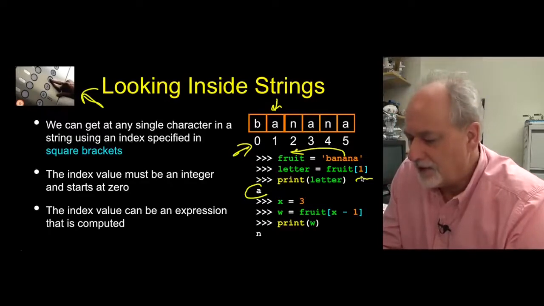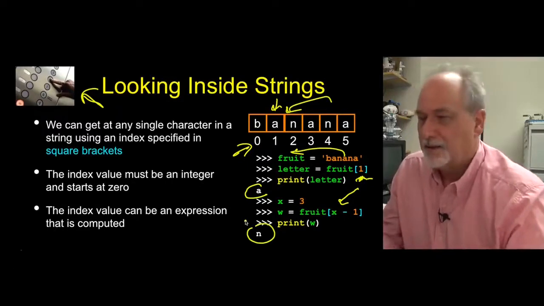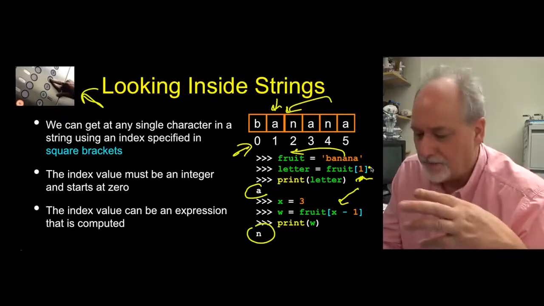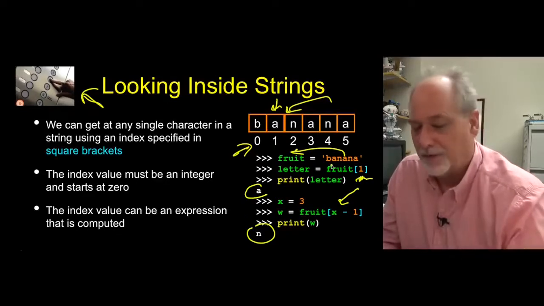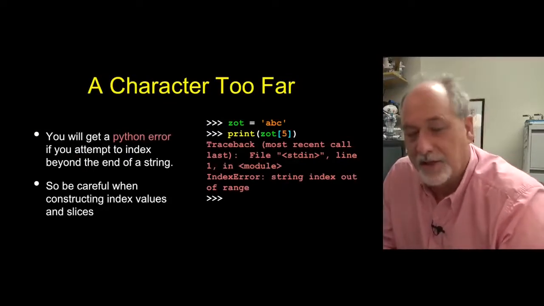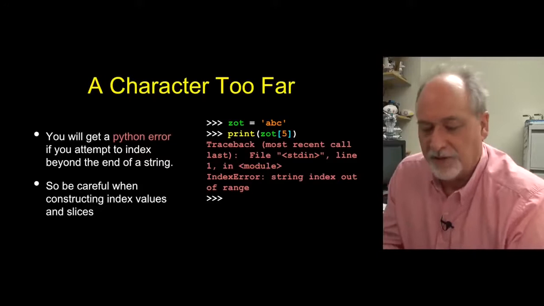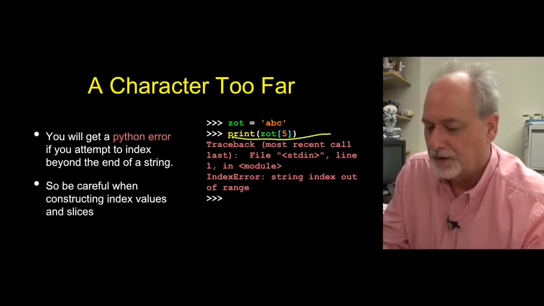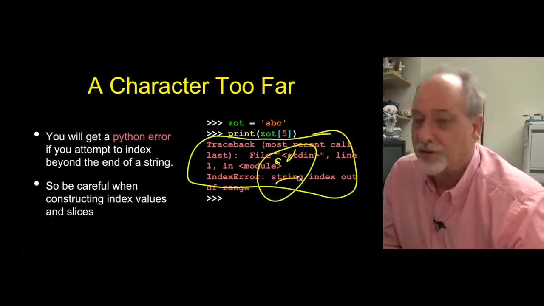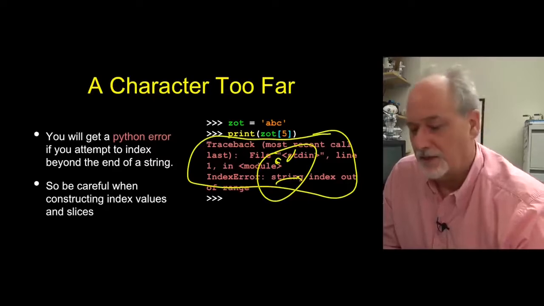And the thing that goes inside this can either be a constant or it can be an expression. So this is x equals 3, and then fruit sub x minus 1, well, that means 2, which is position 2, which is an n, and so that gives us an n. So the index is an operator, and you can add this bracket syntax to the end of a string variable. You can't index beyond the length of the string. So if I say zot sub 5, well, there's only 3 characters, which means 0, 1, 2, but sub 5 doesn't work. And of course, we get a happy little traceback. So you have to be careful when you're starting to pull stuff out of strings. Some of the things allow it, some of them don't, and you'll get used to that.